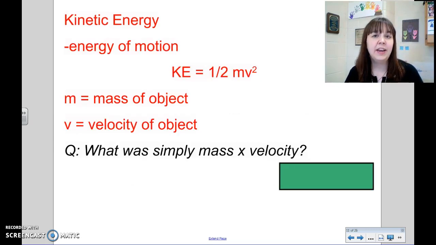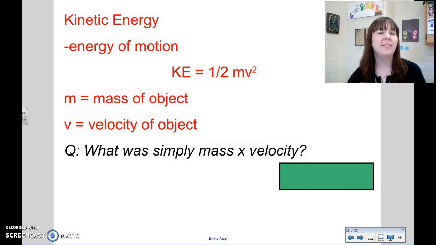Kinetic energy. Kinetic energy is the energy of motion. And we can calculate the energy of motion using 1/2 the mass of the object times the velocity of that object squared. So mass and velocity squared. Now you notice the velocity is squared. That means every time you increase your velocity, you have a big, big change in kinetic energy.